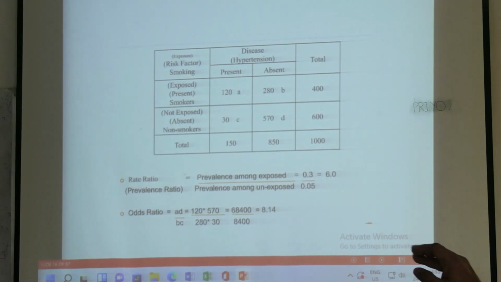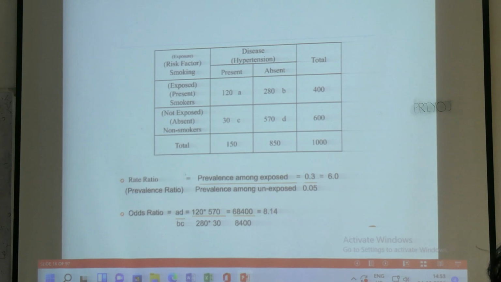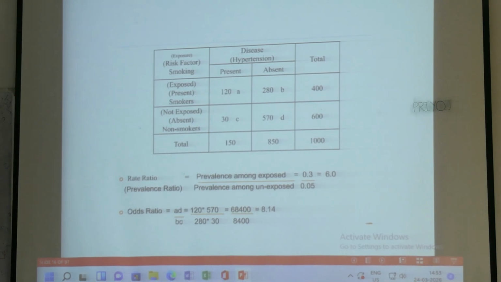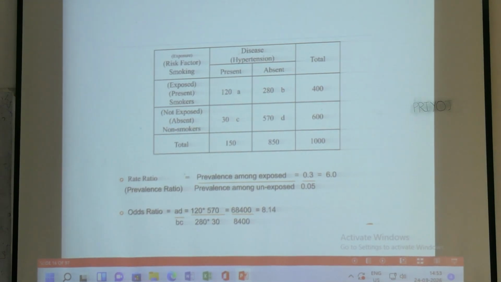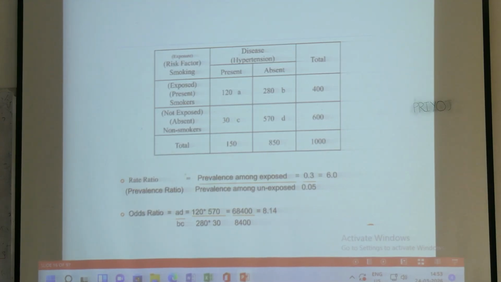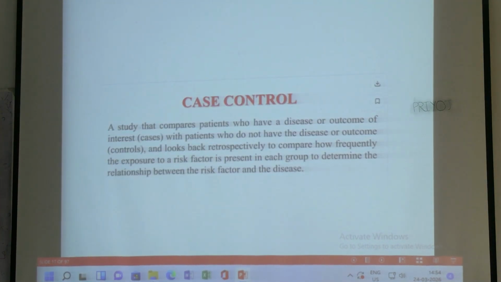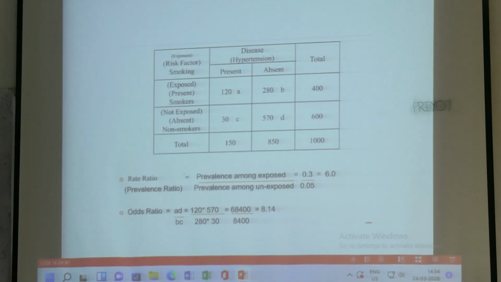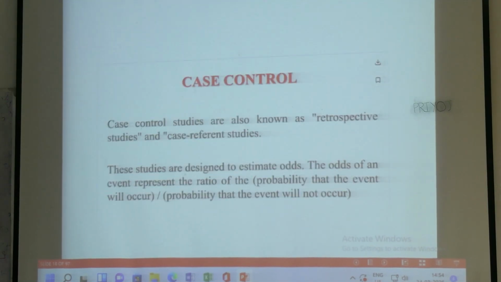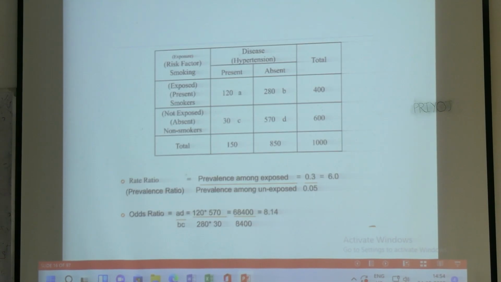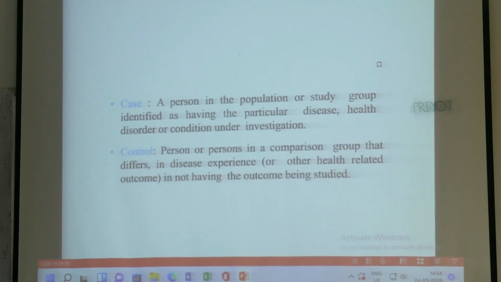So when the odds ratio is 8.14, it means that there is 8 times more risk of hypertension among smokers. Okay. So this is the meaning of odds ratio. 8.14 means the greater chance of getting this from the smokers.